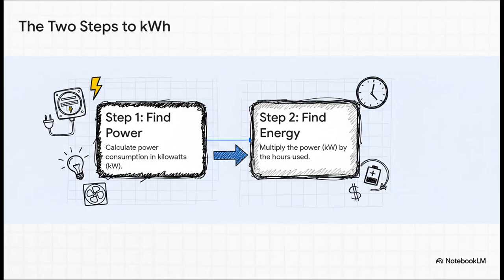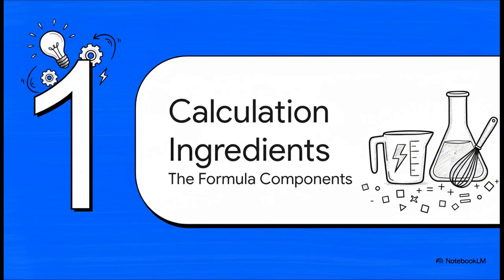So the whole thing really just boils down to two simple steps. Step 1, we figure out the power an appliance is using, and we measure that in kilowatts. And step 2, we just multiply that power by the number of hours we used it. That's the whole game.